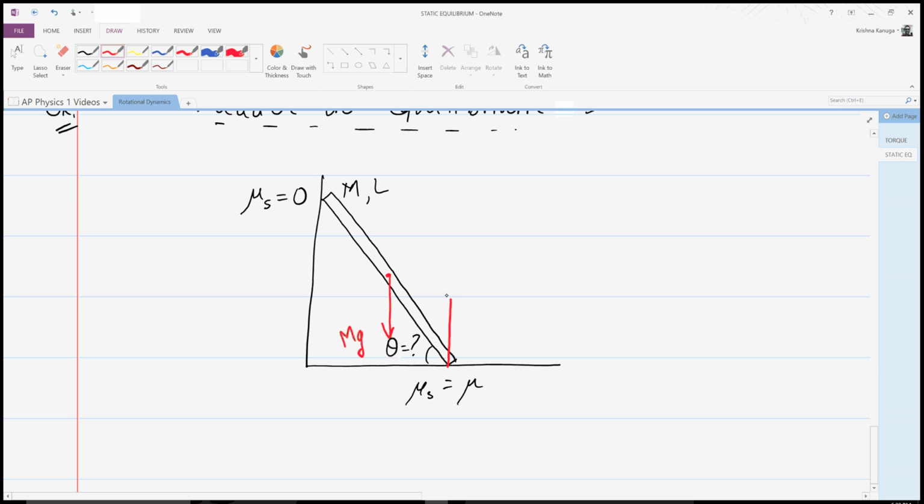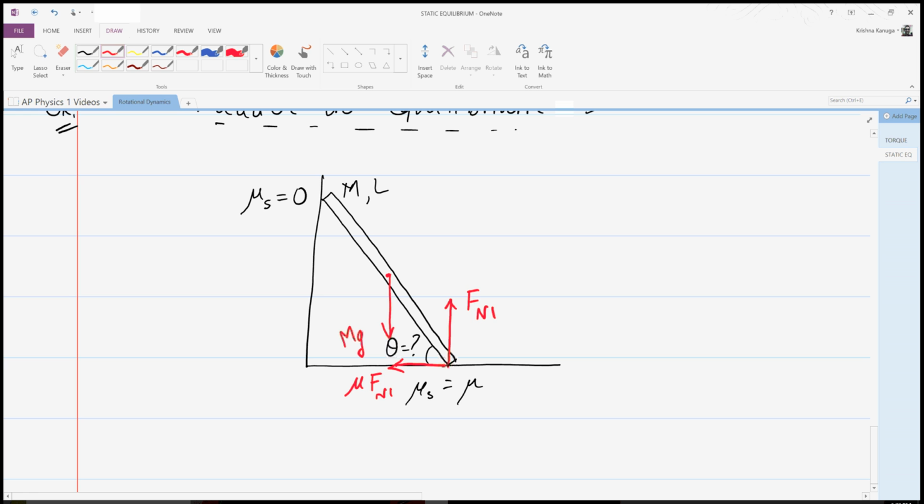The other force we have is the force of contact at the bottom. I'm going to call this Fn1. We know that the force of contact is always perpendicular to the surface, and that's where it's pointing. Now at the bottom, we also have the force of friction. Since the rod is trying to slip to the right, the force of friction will try to stop it, and it'll be to the left. So it'll be simply mu times Fn1.